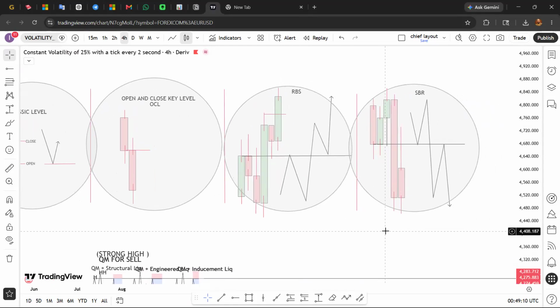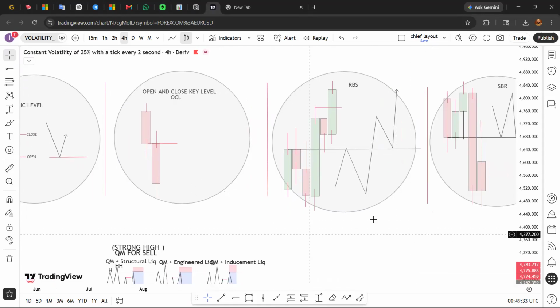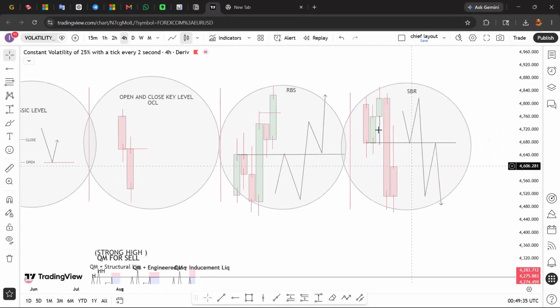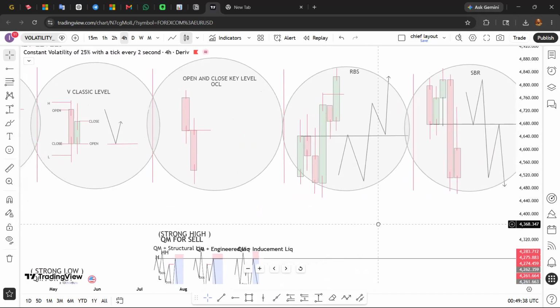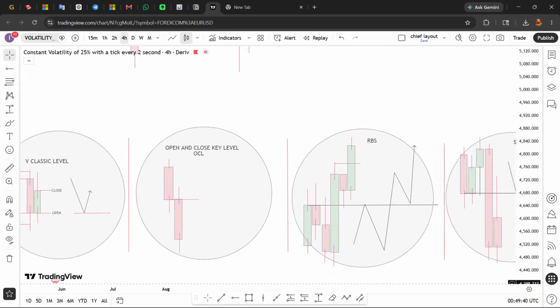So opposite for the SBR. SBR is support that has been used, broken, turned fresh, and came back to use that support for the sell to take out this low. So you can see support is what? A V level, broken, downward resistance. That is the illustration of this candle. So all you need to do is get used to these patterns, candlesticks, and key levels on the live chart.